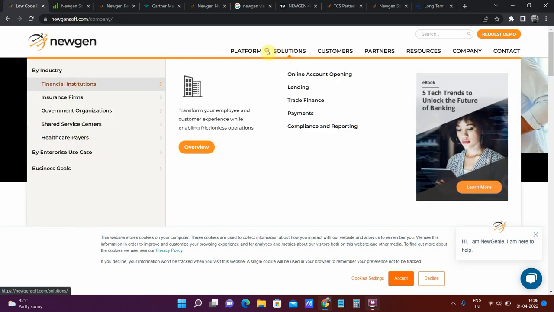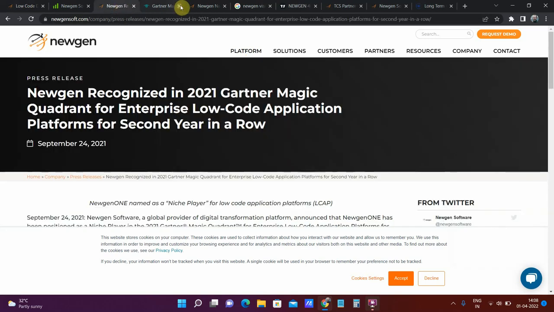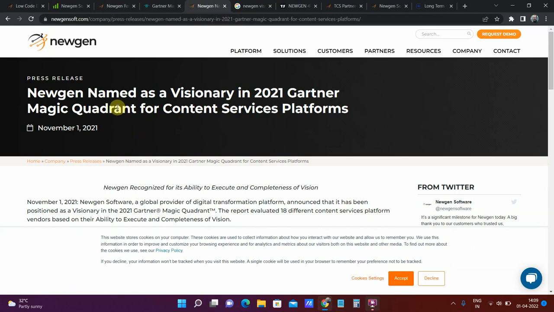So if you just go through that, one is the content services platform. Okay, so here in this one, if I just show it to you for the content part, Newgen was named a Visionary in the 2021 Gartner Magic Quadrant for content services platforms.